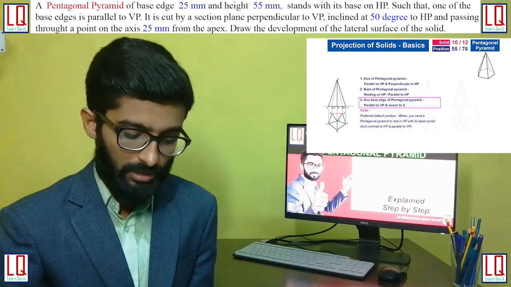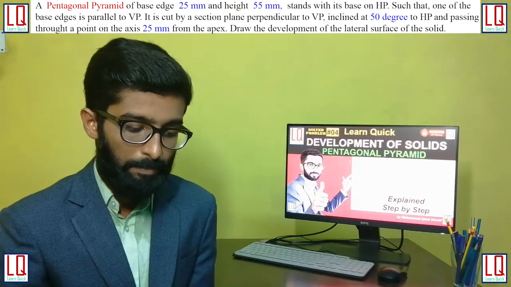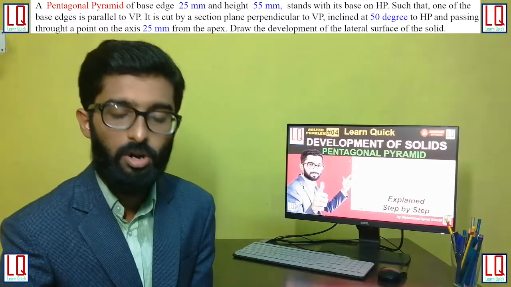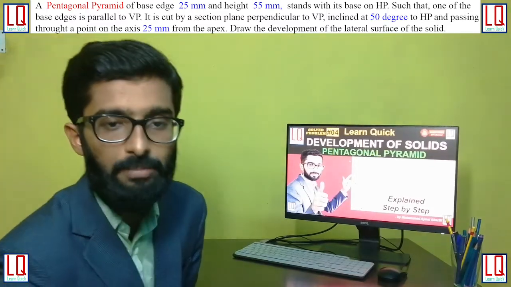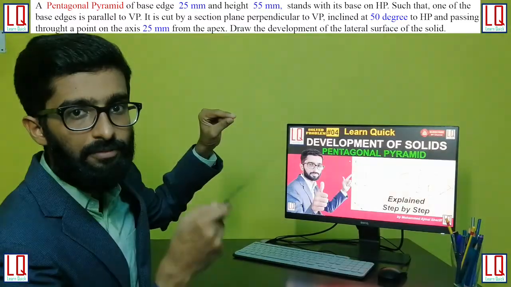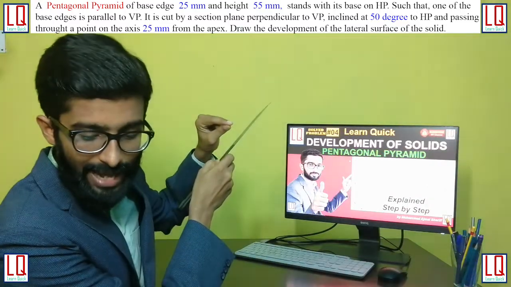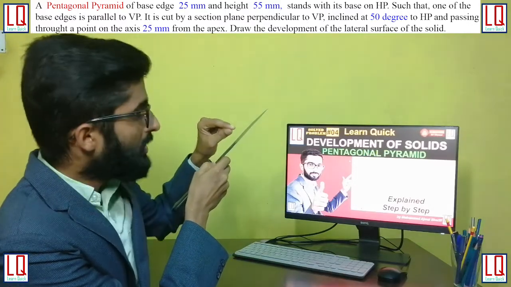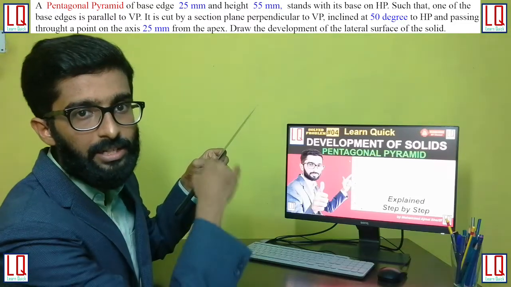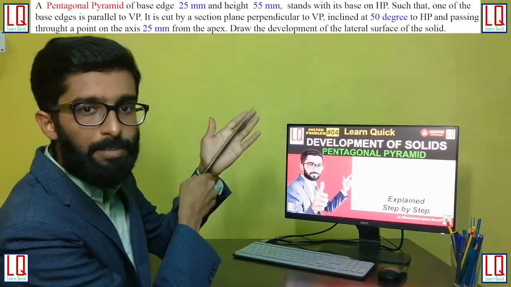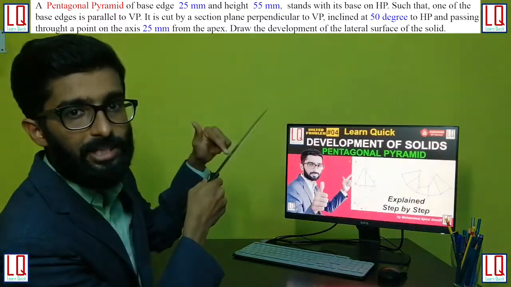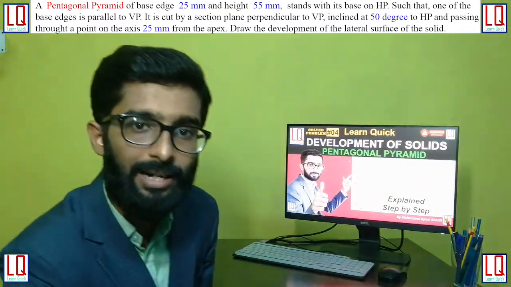So in part 2, it is cut by a sectional plane perpendicular to VP, inclined at 50 degrees to HP and passing through the point on the axis 25 mm from the apex. So we have to mark 25 mm from the apex and then keep our cutting plane at an angle of 50 degrees. This cutting plane is perpendicular to VP and inclined at 50 degrees to HP, and passes through a point 25 mm from the apex on the axis. So this is our part 2.